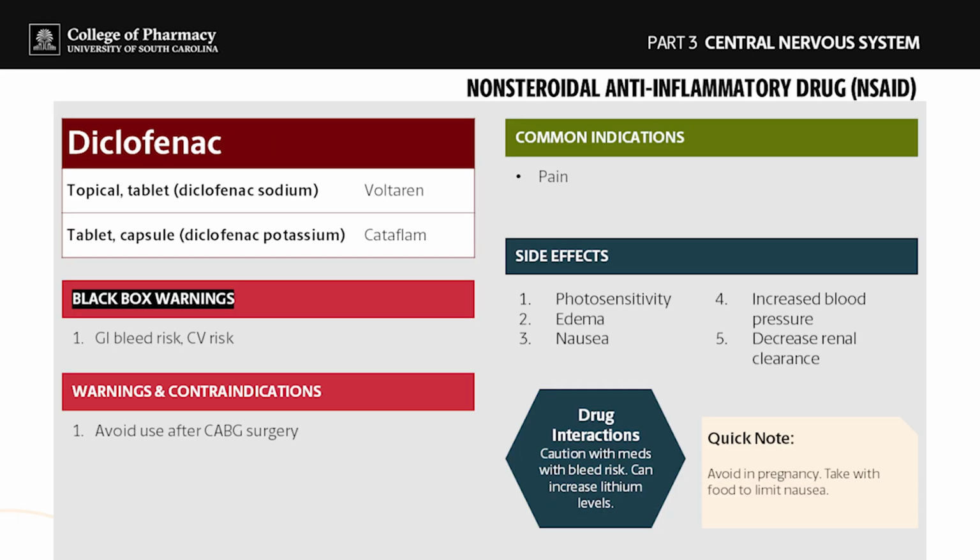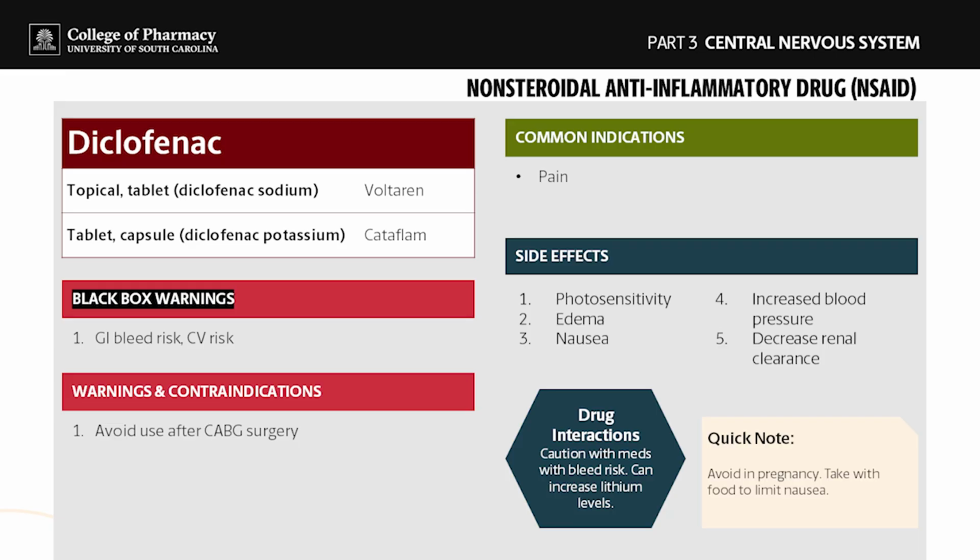Another non-steroidal anti-inflammatory drug, or an NSAID, you'll hear me say that a lot, is Diclofenac. There's a topical and a tablet called Diclofenac sodium. Look at the salt, the sodium salt of Diclofenac. The brand name is Voltaren. Now, they make a tablet form and a capsule form of Diclofenac potassium that's called Cataflam. This is easy to get those two twisted. Sodium is Voltaren, potassium is Cataflam. And this is indicated for pain.